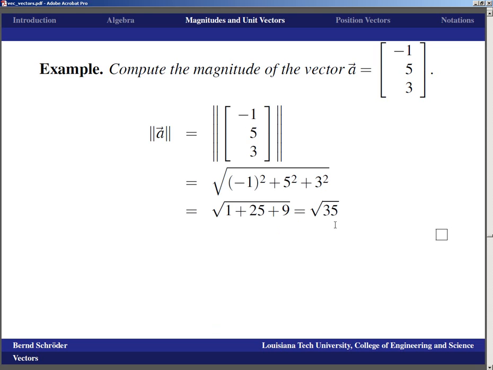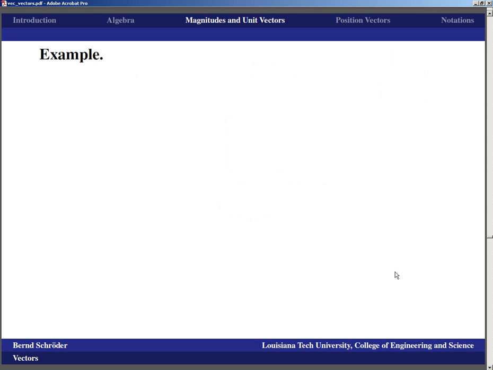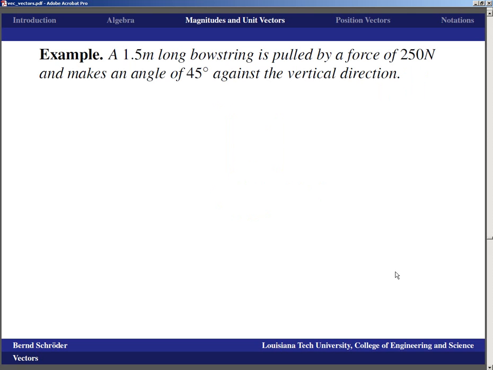So we mainly need to memorize these formulas. We need to know what the magnitude of a vector is, and we know what it means. It's the length. What can we do with magnitudes?